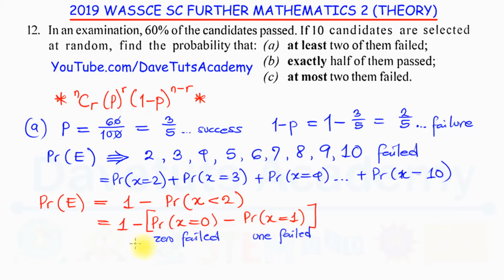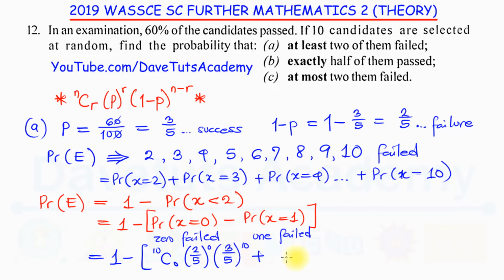So if we really want to express that, this will now be 1 minus, and we need to put everything in brackets. The probability that 0 failed will be 10 combination 0, but now the failure is 2 over 5. This is the expression for the failure, 2 over 5. So we have 2 over 5 raised to power 0, and if 0 failed, that means all of them pass, so we have 3 over 5 raised to power 10. All right, so that is for this particular scenario.